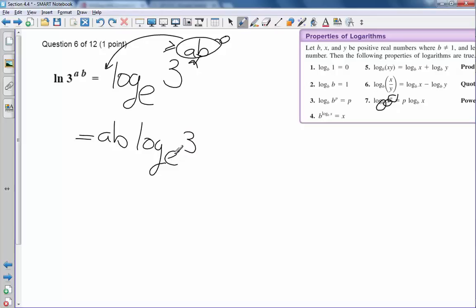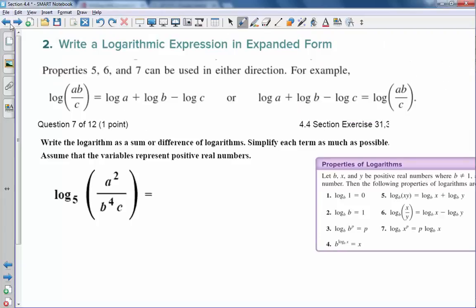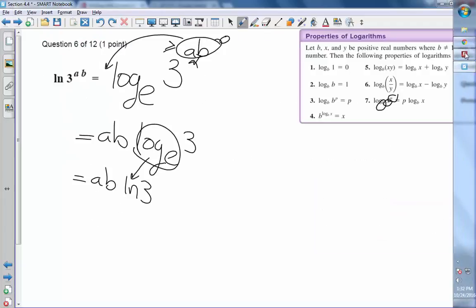Do the e and 3 want to cancel? They want to cancel. Oh, by the way, don't use log base e, switch it back to ln again. So it's just ln. This thing is ln, right? It's just ln 3 with a and b multiplied. Okay, we're ready to apply these for more comprehensive questions coming up tomorrow.